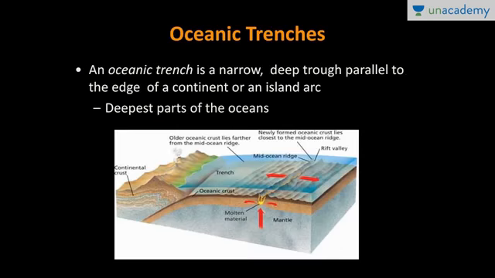Okay, so the next one is oceanic trenches. As we discussed, along the active continental margins, these oceanic trenches will be found. Now these are narrow, deep troughs parallel to the edge of a continent or an island arc. Now you can see here, wherever a heavy plate subducts below a lighter plate, oceanic trenches will be found, and these are the deepest parts of the ocean.